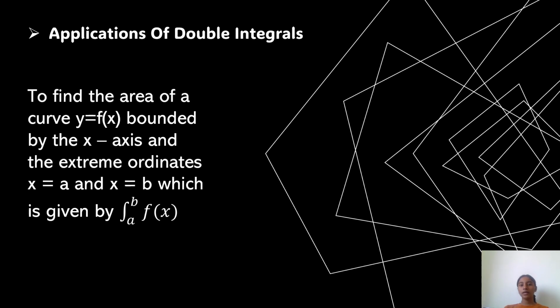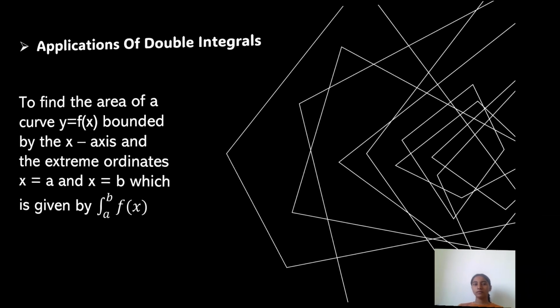To find the area of a curve y equals f of x bounded by the x-axis and the extreme ordinates x equals a and x equals b, which is given by integration of f of x from a to b.